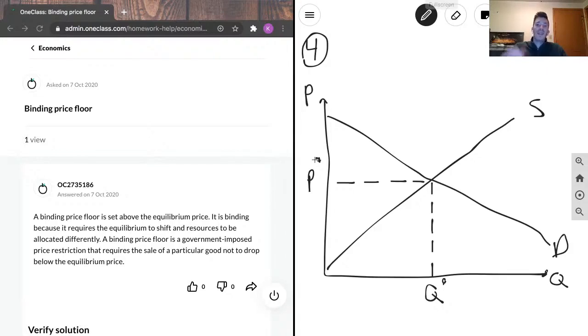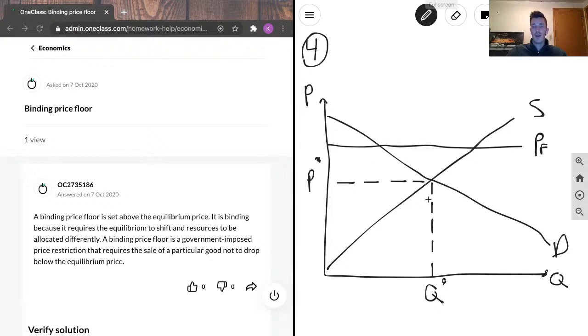must be at least as high as the price floor. So if the government were to set the price floor below this equilibrium, call it PF, it would have no effect because the price is already higher and the market would continue on as it already is. So for a price floor to be effective, the government must impose what is called a binding price floor. And a binding price floor is one that is set above the equilibrium.